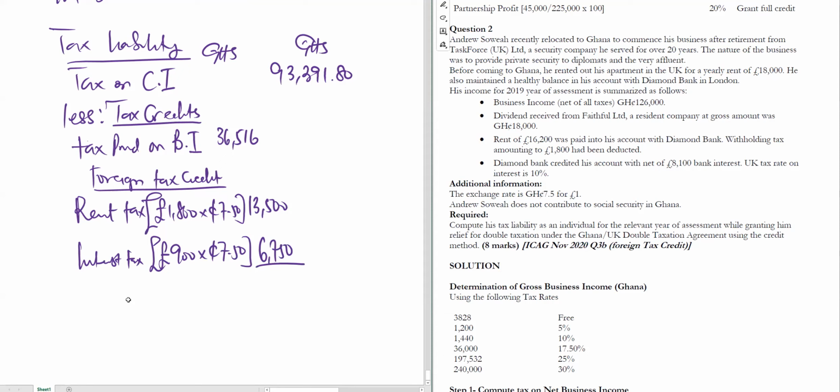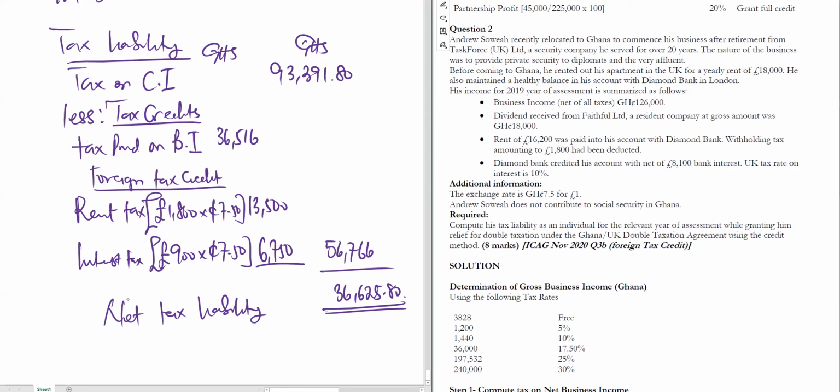Okay, so we add all our tax credits. That's 36,516 plus 13,500 plus 6,750. And that gives us 56,766, right? Okay, we deduct all and then we end up with our net tax liability. 93,391.8 minus 56,766. That gives us 36,625.8.